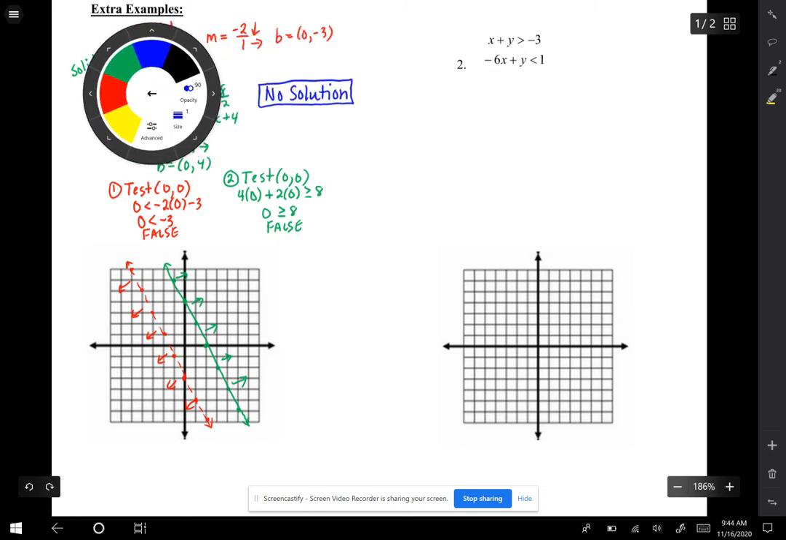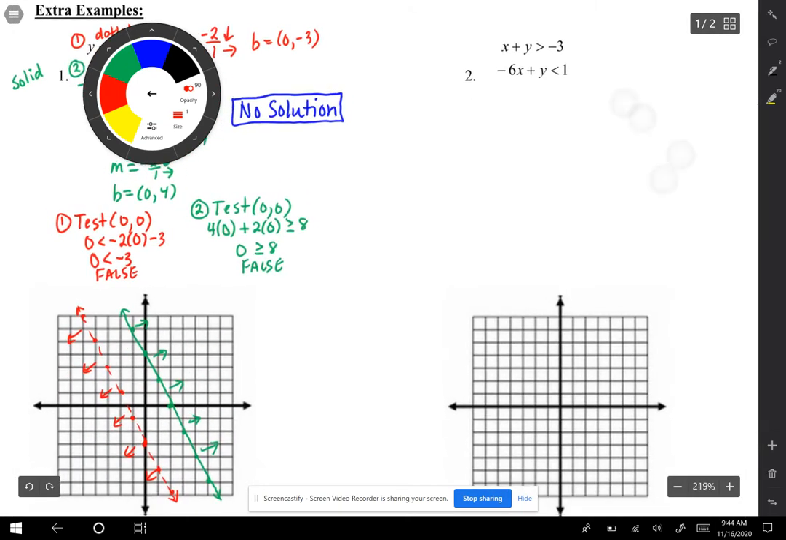Okay, now we will do example 2. So for this particular one, we need to put both inequalities in y equals mx plus b. So inequality number 1, we have y greater than negative 1x minus 3, m equals negative 1 over 1, b equals (0, negative 3). So you go down 1, right 1, and it's dotted.